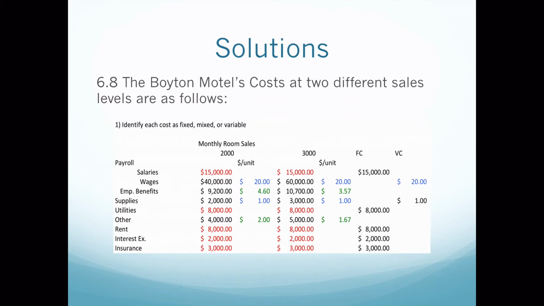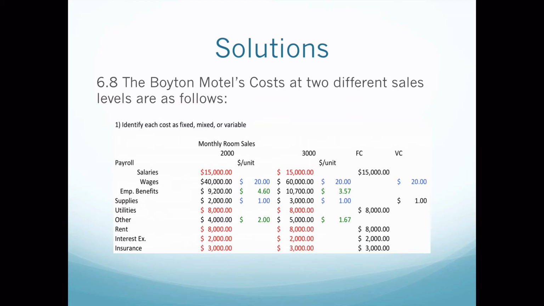So when I divide dollars by units, for the first one, wages, I take $40,000 and divide it by 2,000, and I get $20. And then at 3,000, I get $60,000 divided by 3,000, which is $20. So that tells me it's a pure variable cost, so I move that over to the variable cost column.